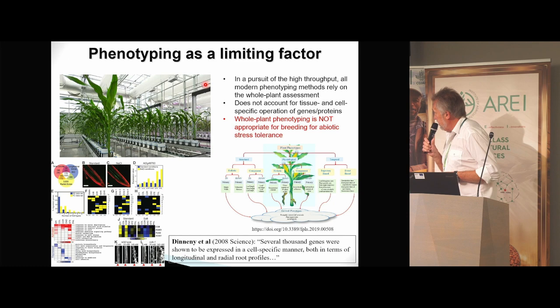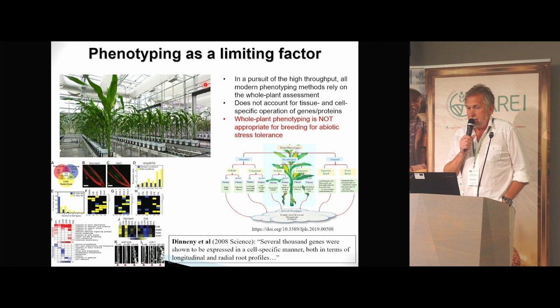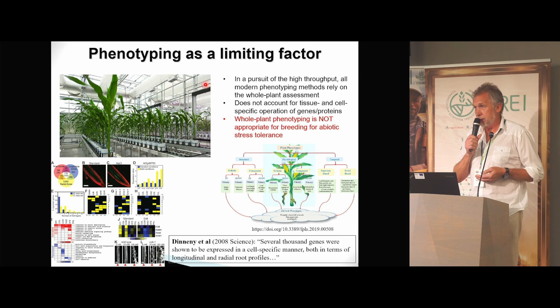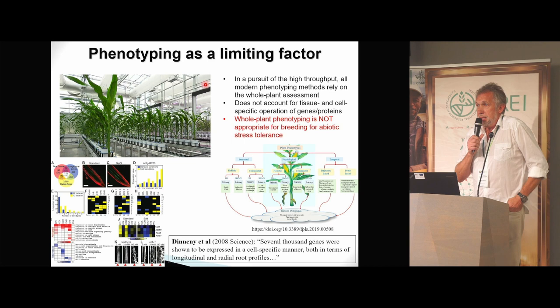A nice paper, again published by Hasedineni 15 years ago in Science, shows just a simple illustration of what I said. When you do the cross-section of the root, longitudinal or cross-sectional cuts, and you look at the tissue-specific expression of different genes, you'll see enormous complexity. We have myriads, several thousands of genes expressed in a tissue-specific manner. When you do this whole plant phenotyping using these screening platforms, we just see the overall operation of these genes without understanding how they are working together.